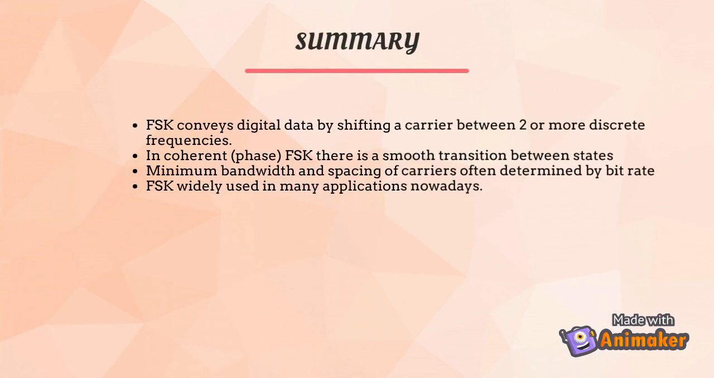Summary of FSK. FSK conveys digital data by shifting a carrier between two or more discrete frequencies. In coherent phase FSK, there is a smooth transition between states. Minimum bandwidth and spacing of carriers are often determined by bit rate. FSK is widely used in many applications nowadays. That's all from us. Thank you.